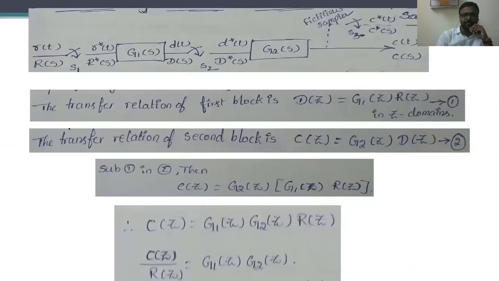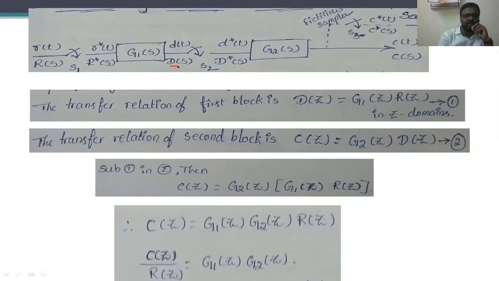Okay. So let us see. Again, I have placed the diagram here. The transfer function of the first block, that means the output of the first block, D of S. Whenever the Z transform is applied to D of S, it is going to be converted into D of Z, that is equal to G1 of Z into R of Z.